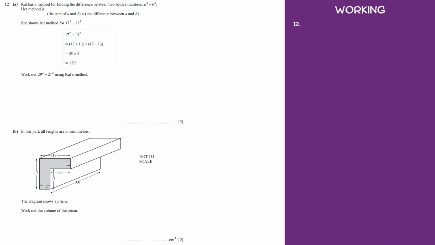Question 12 asks us to solve the difference of two squares using a given method. To solve this equation, we must use the same method, showing similar working. Firstly, we would find the sum and difference of 29 and 21, giving us 50 and 8 respectively. Then we would find the product of these two numbers, giving us 400.